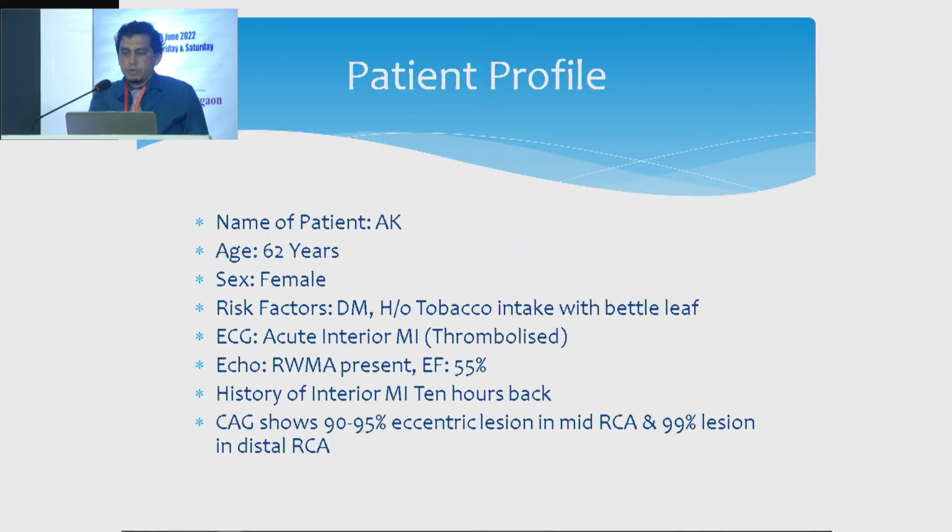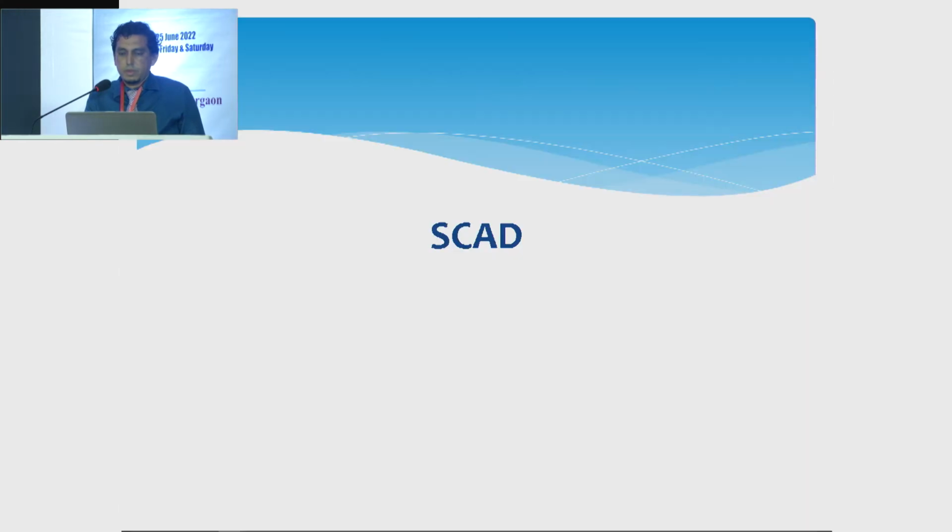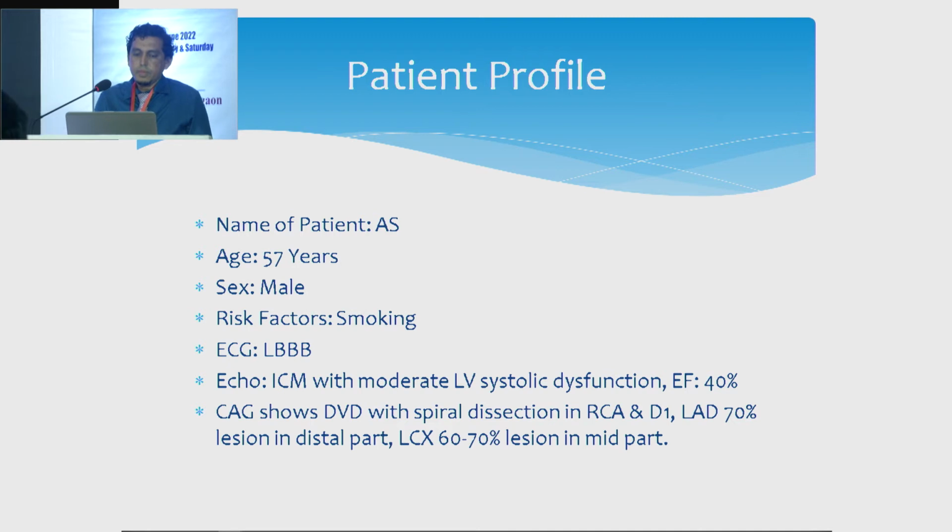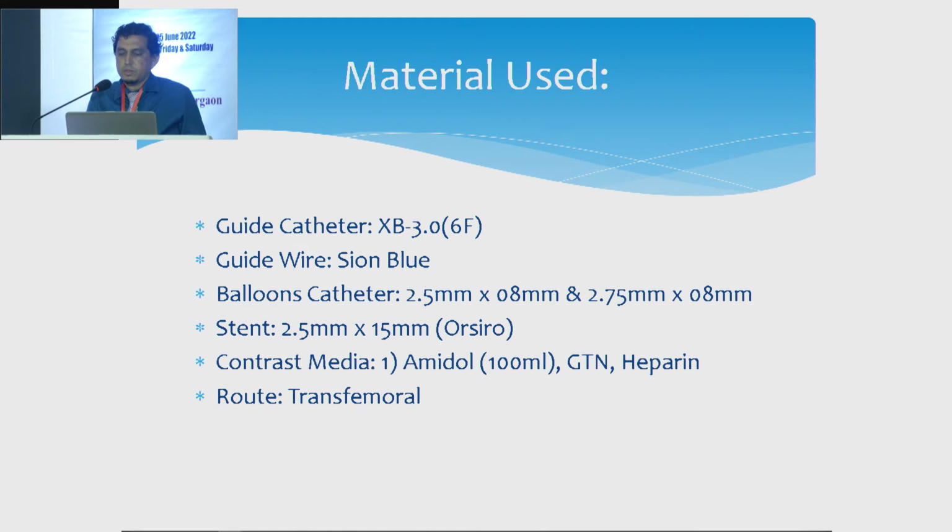So there is another one. Yeah. This is another case, Mr. AS, 57, male, ECG showing LBBB. Actually, he had ICM, ejection fraction 40%, but he has several episodes of unstable angina, and he was admitted with chest pain. That's why we went for angiogram. And while doing angiogram, we found this lesion.